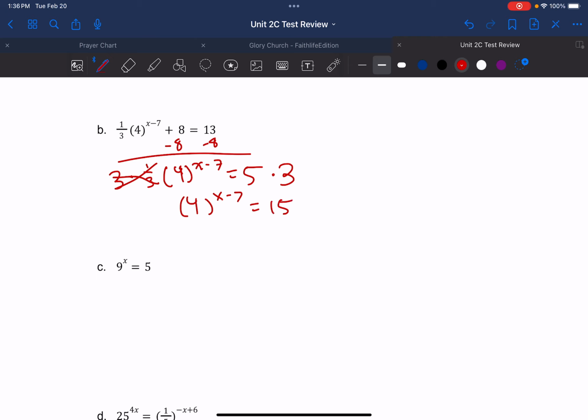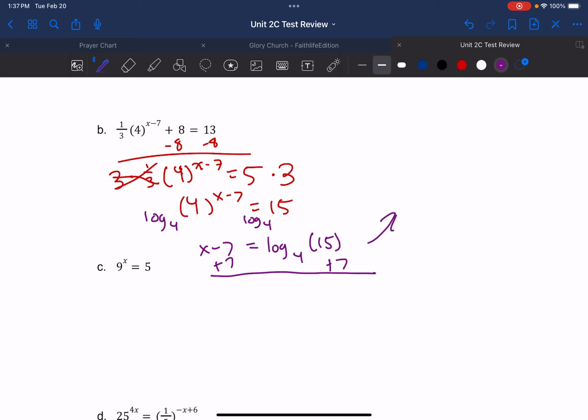And then this is base 4, so I need to do log base 4 on both sides. So that's going to give me x minus 7 equals log base 4 of 15. And on the test, you're not going to have a calculator, and you're not going to be able to just evaluate log base 4 of 15, so just leave it like that. So your final answer here would be x equals log base 4 of 15 plus 7.